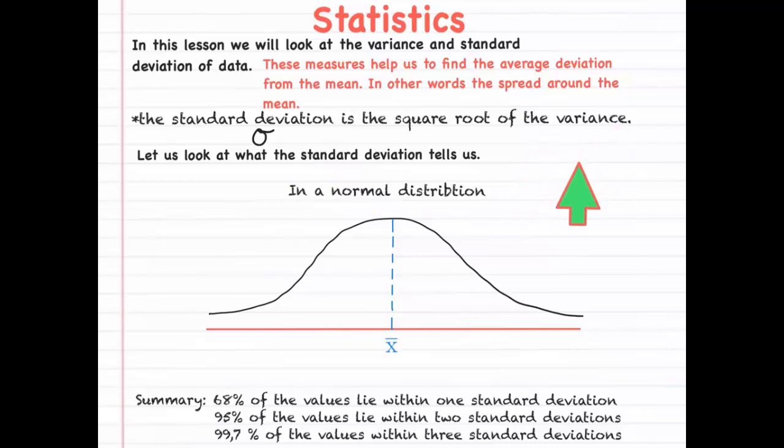So basically, another way that they sometimes write the standard deviation is just an S. So the variance will be S squared. In other words, sigma squared will be the variance.